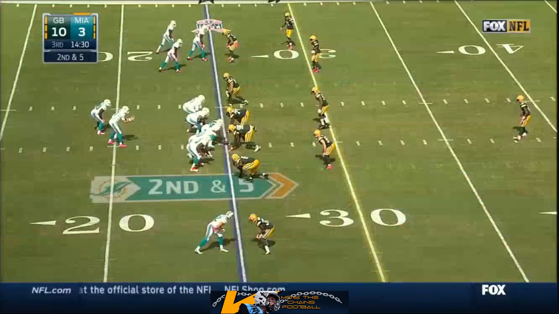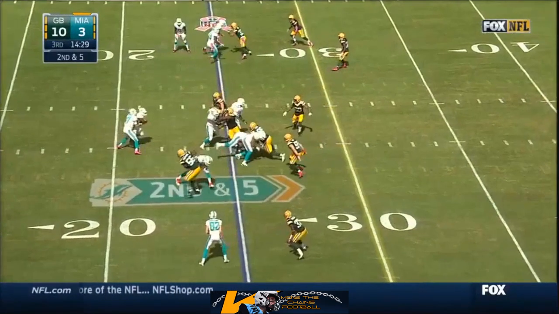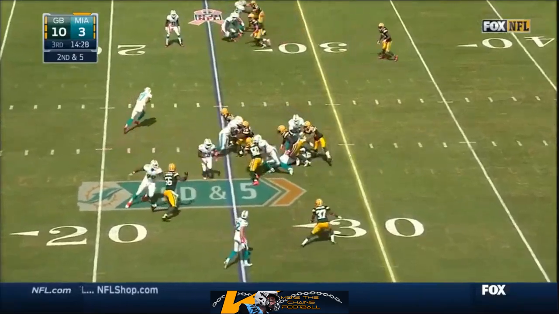The next example came in the 2014 Week 6 game between the Dolphins and the Packers. The Dolphins are lined up in a 3x1 bunch spread formation and are running inside zone right. Looking at the read man, we can see that he crashes down to cover the running back, and this tells the quarterback to pull the ball.